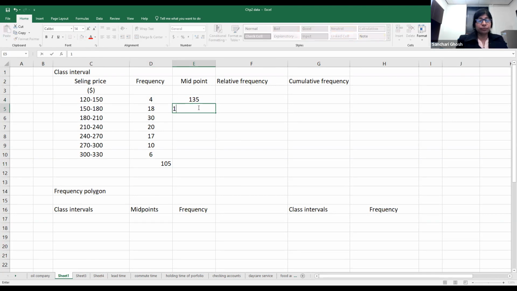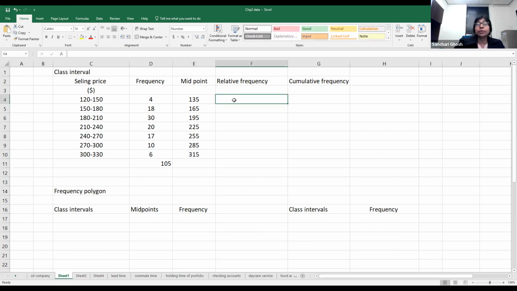So 165. I'm just writing these out. 195. 225. 255. 285. 315.